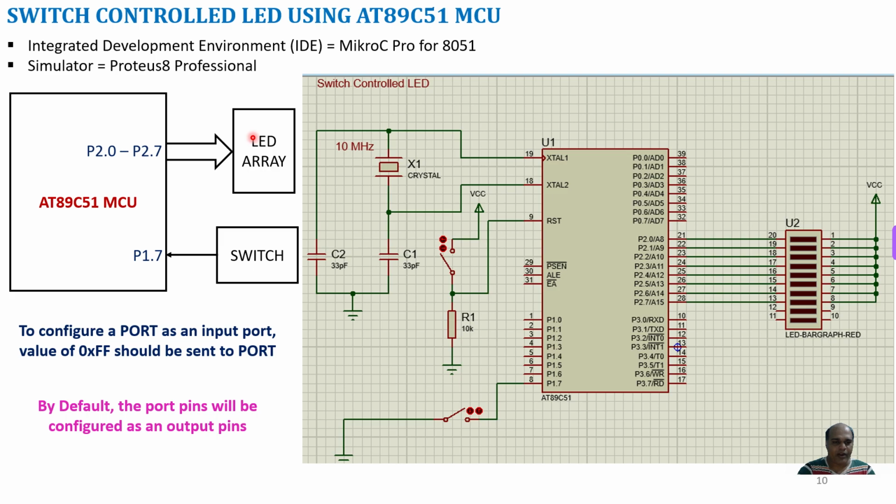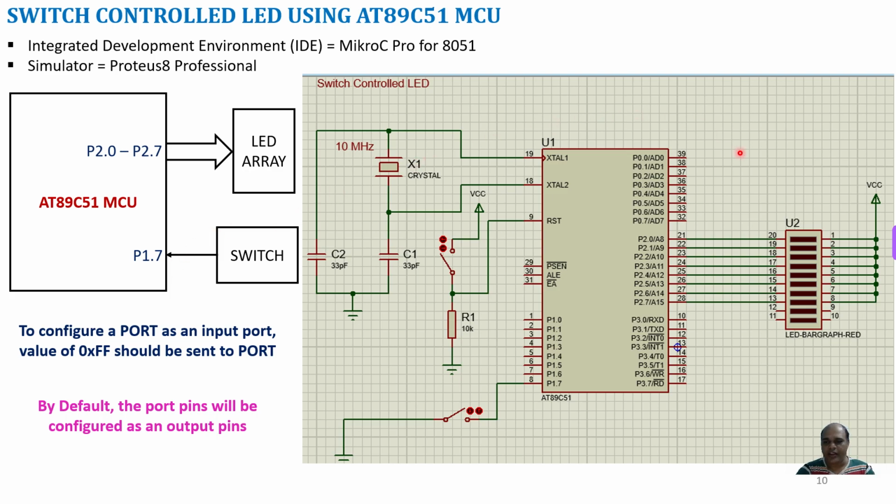Another important aspect is that port 2 has an internal pull-up. So by default the port 2 pins will be at logic high. A logic 0 given to a port 2 pin will make the LED glow. In the same way, port 1.7 pin will also be at logic high by default. So when I press the switch, a logic 0 is given as input to port 1.7.